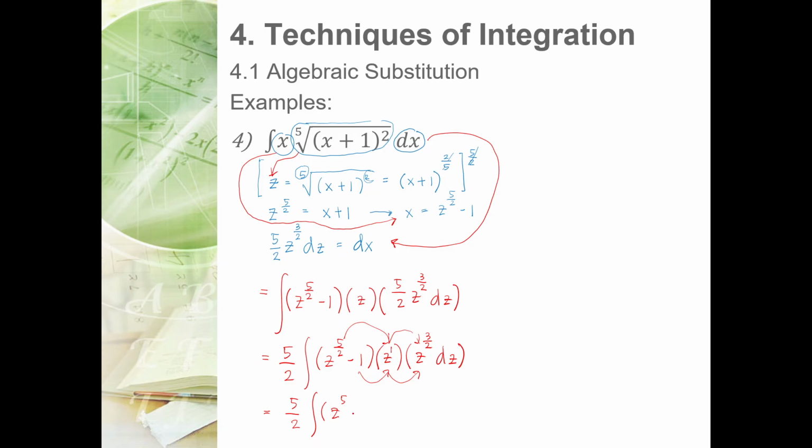The next term would give you minus z to the power of 5 halves. So just try to do your fractions. 1 plus 3 halves is 5 halves. Alright, so I think now you probably can integrate this one. So again, don't forget to multiply with the constant that was taken outside the equation.